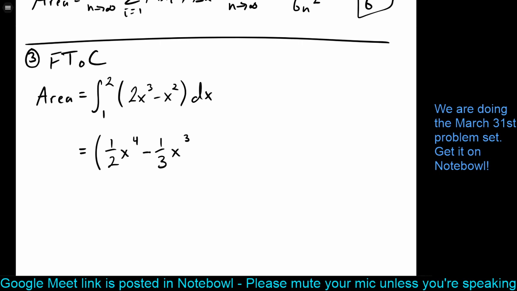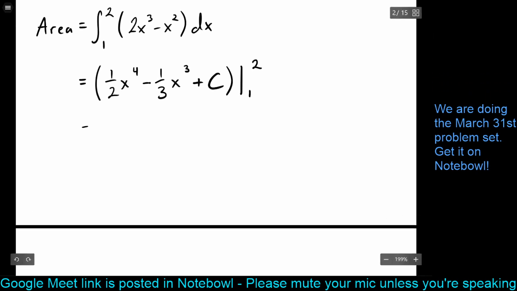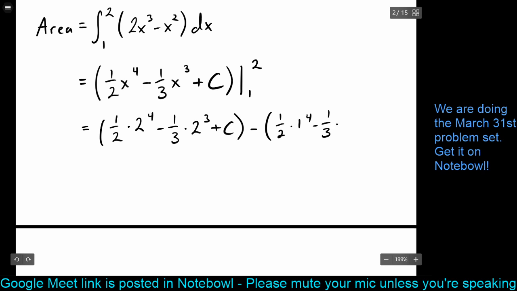It doesn't matter. Just for showing why the c doesn't matter, let's go ahead and add it in here. Then we're going to evaluate this from 1 to 2. When we evaluate this, we plug in the top number, and then we subtract, and then we plug in the bottom number. So we get 1/2 times 2 to the 4th minus 1/3 times 2 cubed plus c, minus 1/2 times 1 to the 4th minus 1/3 times 1 cubed plus c.